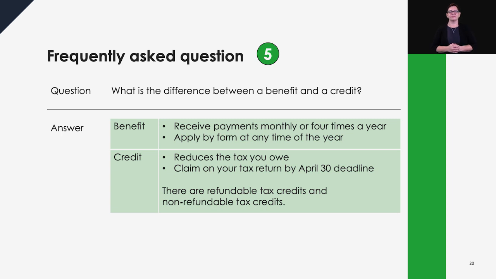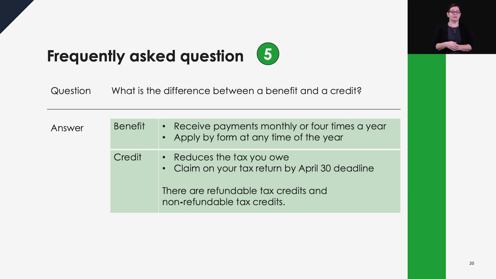We will introduce our next section with the following two questions. What is the difference between a benefit and a credit? In most cases, a benefit is an amount you receive monthly or an amount you receive 4 times a year. You usually fill out a form to apply for a benefit at any time of the year. For instance, the Canada Child Benefit, the Child Disability Benefit.